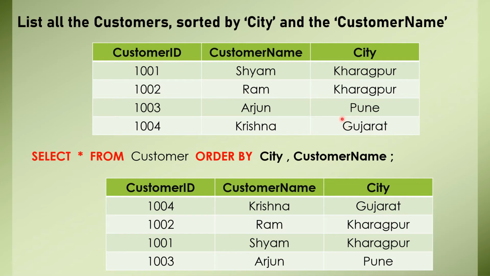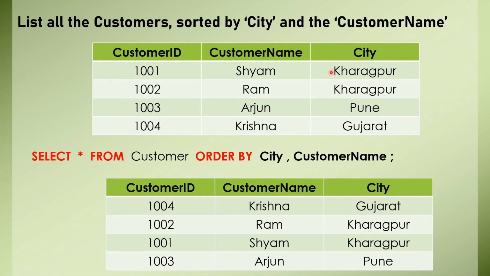Now next comes K, right? So this K is the same, then we check for the next character. H is also the same, A is also the same, R, A, G, P, U, R. We see that the entire string is the same. Now in such cases, when the value for any row in the first column is the same, we need to check the next column. Meaning customer name will be checked in this scenario.